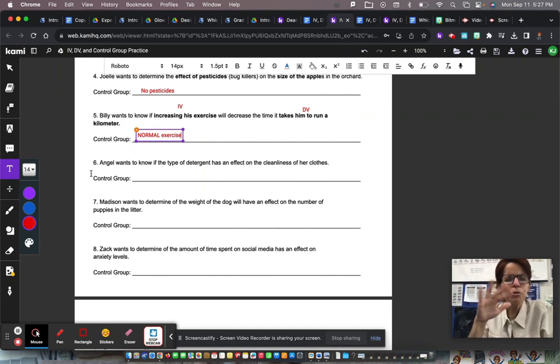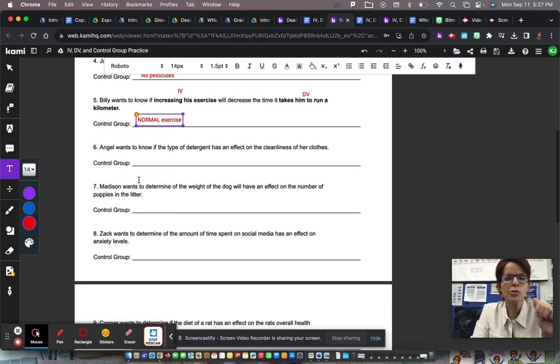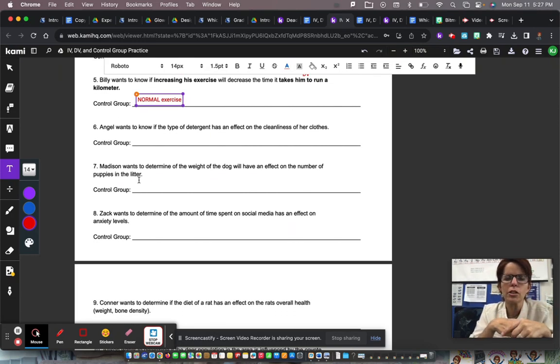Okay, now if you notice, they're going to get just a teeny bit harder because they're not bold anymore. So number 6 says, Angel wants to know if the type of detergent has an effect on the cleanliness of her clothes. So what she's going to purposely change is her type of detergent. And what she's going to check is how clean are her clothes? That's her results. That's the dependent variable.